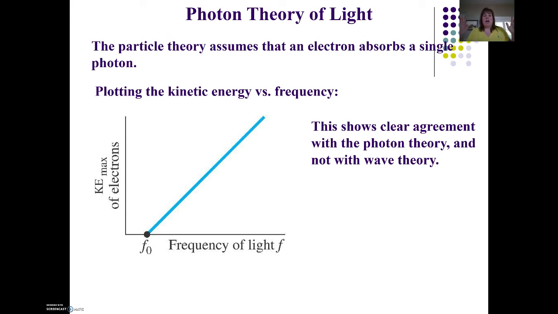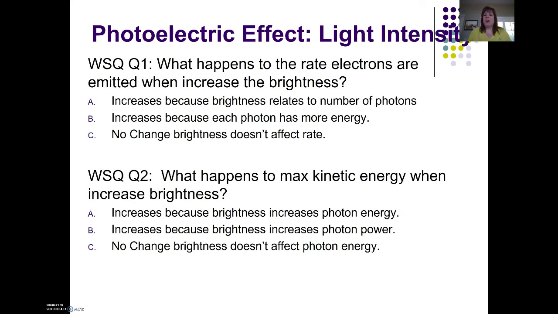Now, that leads me to some questions, and these are your WSQs. WSQ1: what happens to the rate of electrons that are emitted when I increase the brightness? Rate, remember, would be the number of electrons per second. Does it increase, and why, or does it not? Question number 2: what happens to the maximum kinetic energy when I increase the brightness, or the intensity? Does it increase, and why, or does it not change at all?